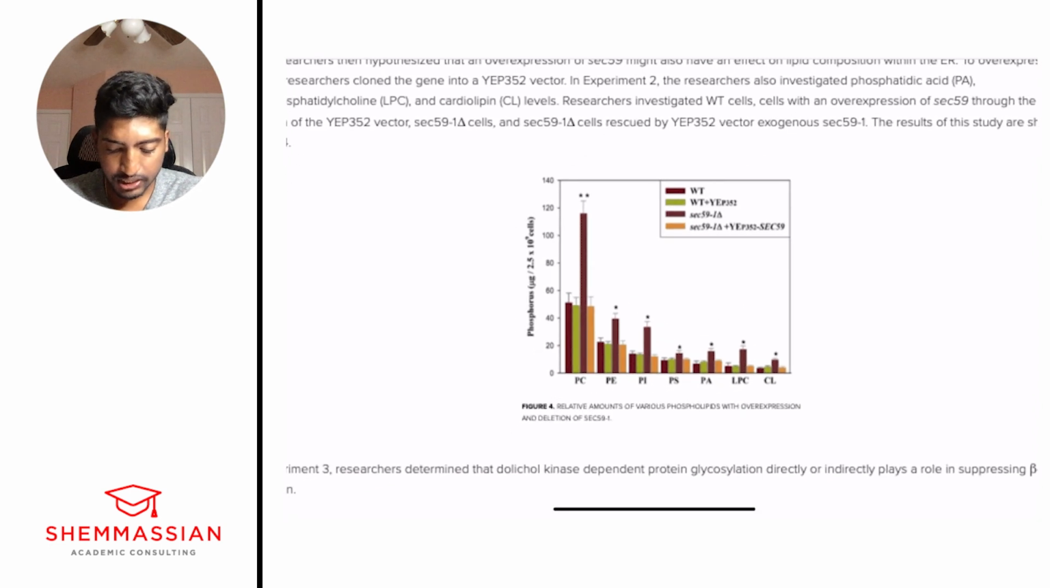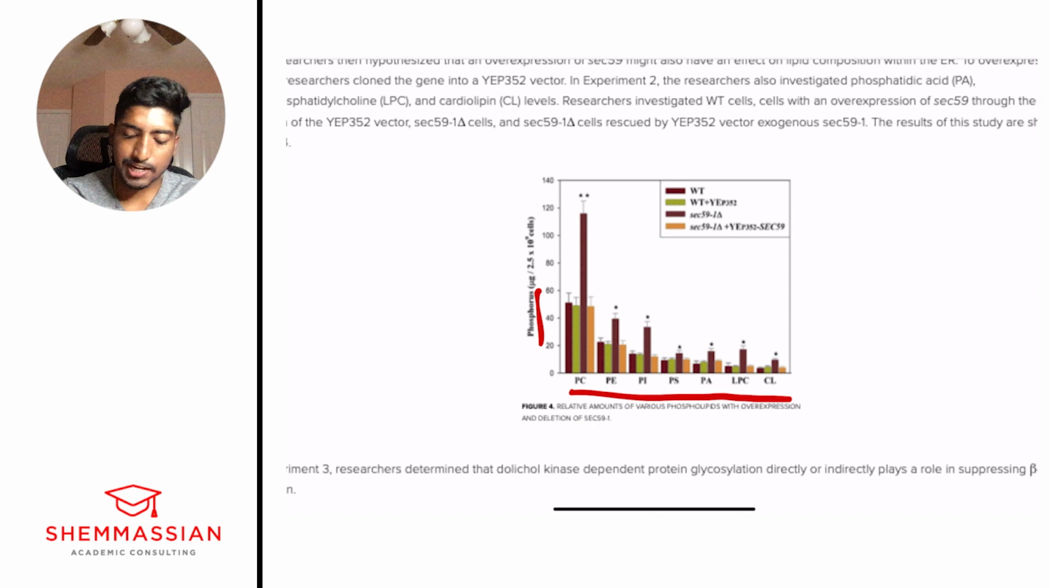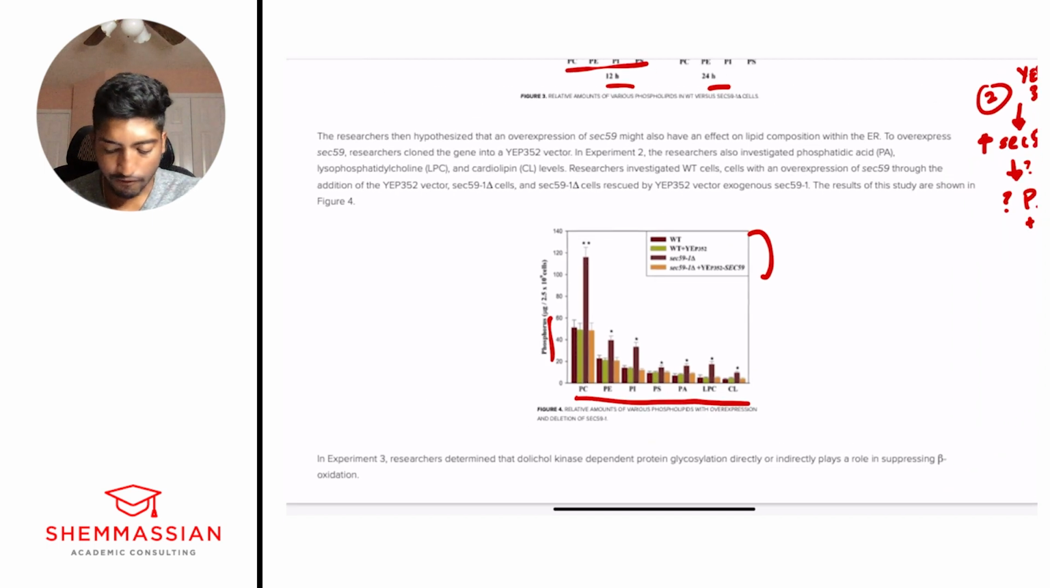And so with that, we see the same exact structure in this figure. We're not going to spend too much time on it, right? Phosphorus on the y-axis, all these different groups on the x-axis. We see the same like table of different types of cells, but not really focused on that. And we're ready to go on to our final paragraph. In experiment 3, researchers determined that dolichol kinase-dependent protein glycosylation directly or indirectly plays a role in suppressing beta oxidation.